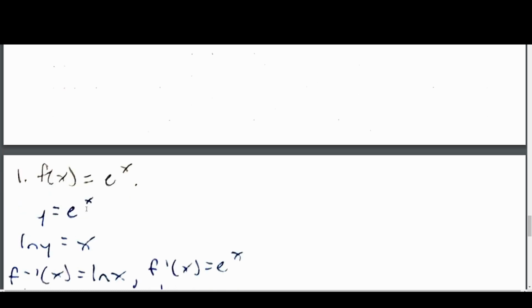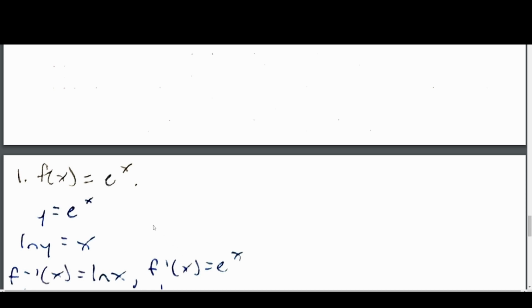Alright, for the solutions for the first one, to find the inverse of f, we can set f of x equal to y, and then we can solve for x. We take the natural log of both sides to get x by itself, and then to find our inverse, we set x equal to f inverse, and we replace the y with x. So f inverse of x is equal to the natural log of x.